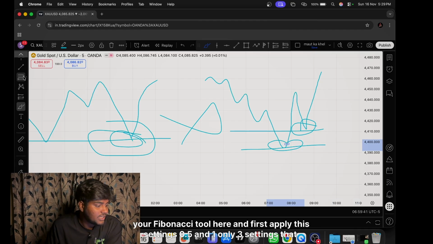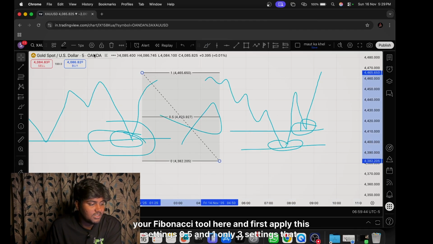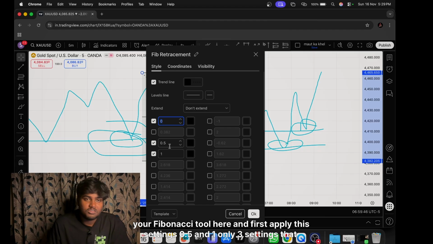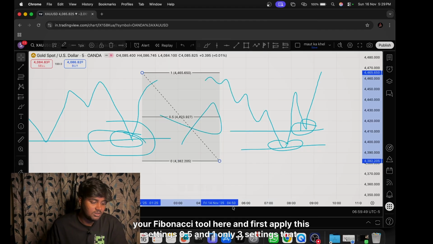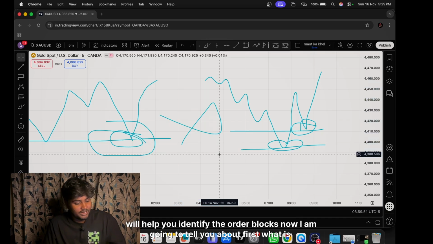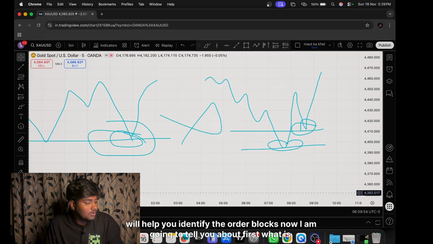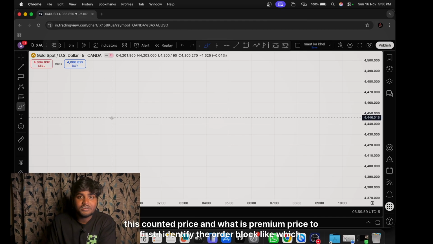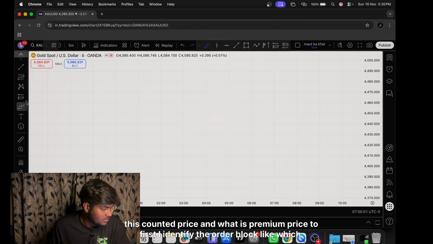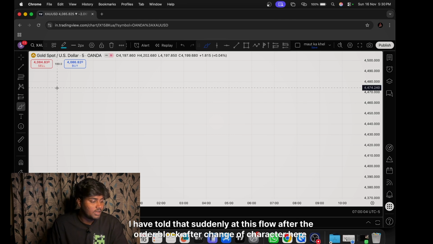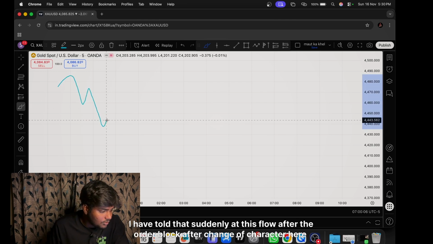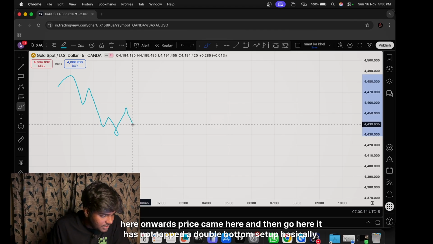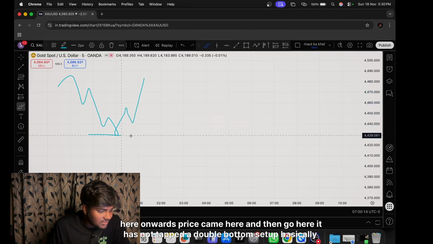First, take your Fibonacci tool here and apply these settings: 0, 0.5 and 1. Only three settings that will help you to identify the order blocks. Now I am going to tell you first what is discounted price and what is premium price. To identify the order block, suddenly at this flow after the order block, after change of character, price came here and then went here. It hasn't tapped the double bottom setup basically.